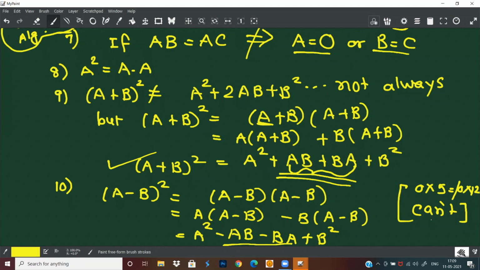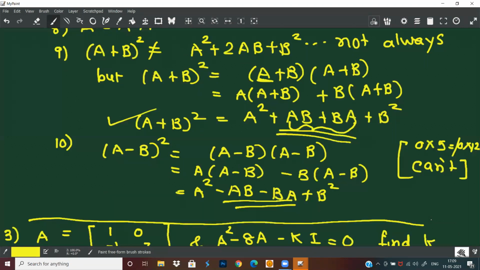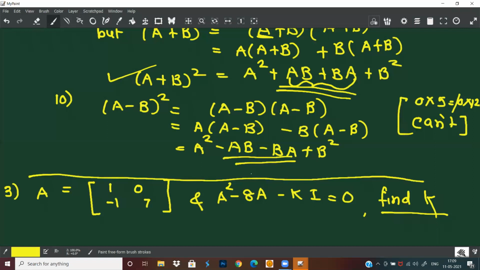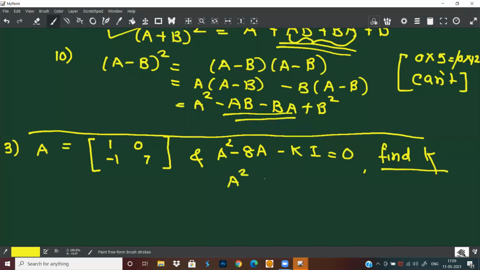Are you solving the, Shreya? Oh, you got already, very good. Superb to him, K is minus 7. Absolutely correct, absolutely correct. A square minus 8A will be K times I. So A square minus 8A निकालना है अपने को.